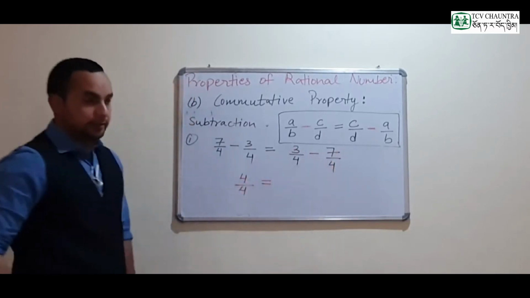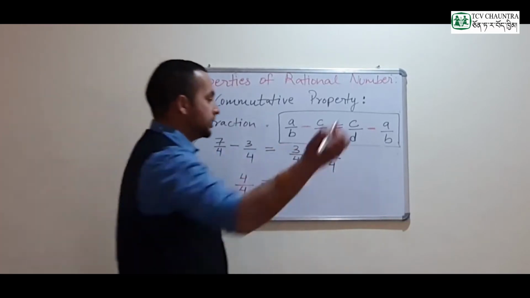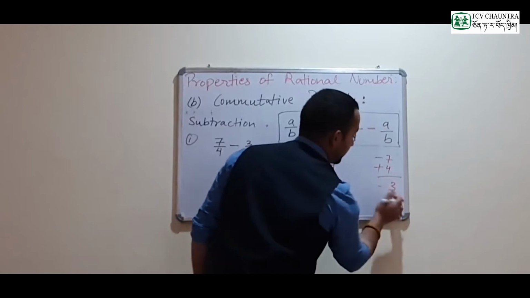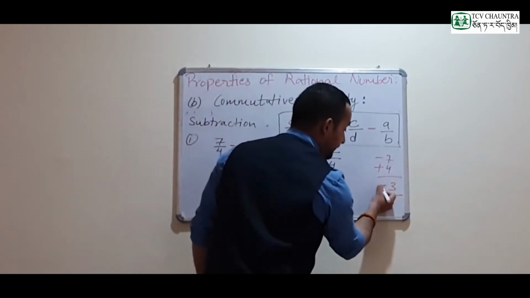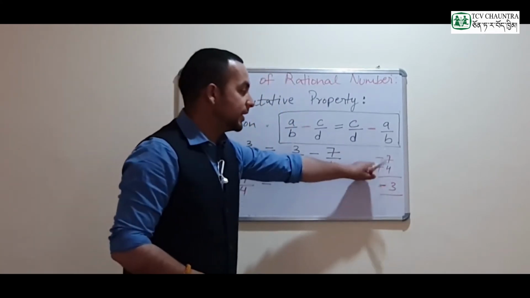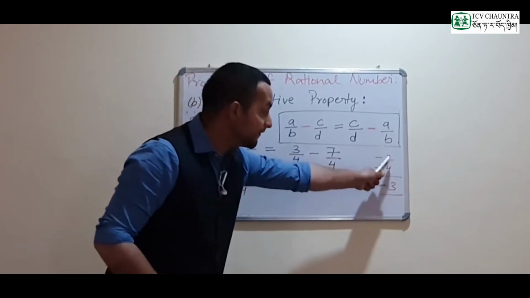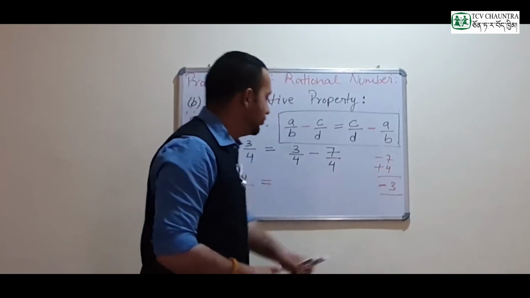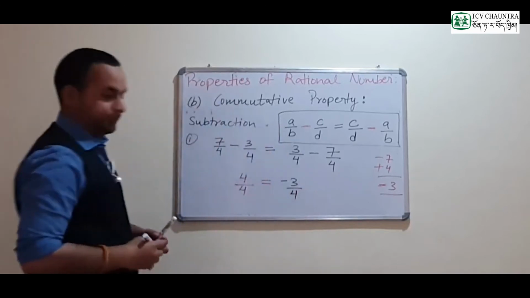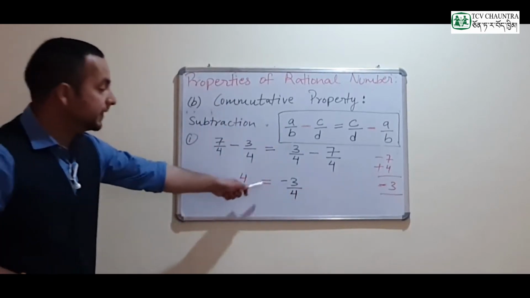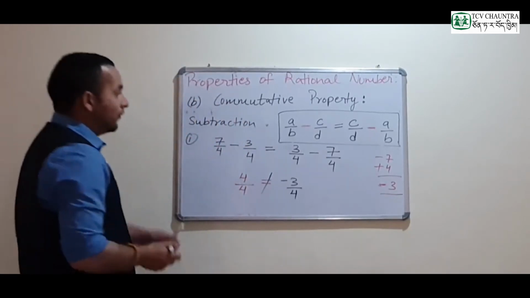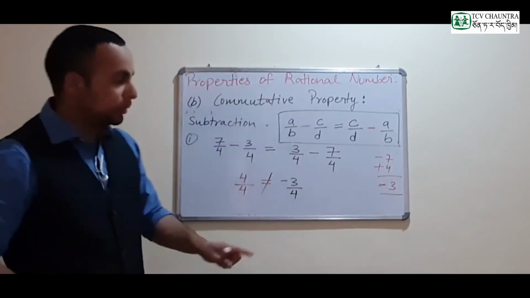3 minus 7. This is positive 3, this is negative 7. So negative 7 plus 3, your answer is 4, but it is a negative 4. Why is it negative? Because the number 7 is the greater number. When we compare 7 and 3, the greater number is 7, and in front of 7 there is a negative sign. So your answer is negative 4 upon 4. Which means this is 4 upon 4 and this is negative 4 upon 4, which means the left hand side is not equal to the right hand side. Which means the commutative property is not applicable for subtraction.